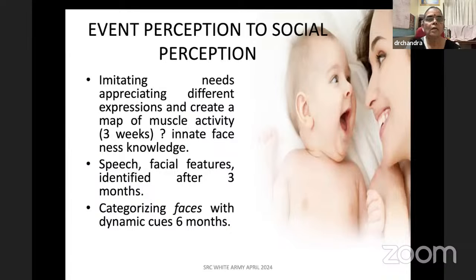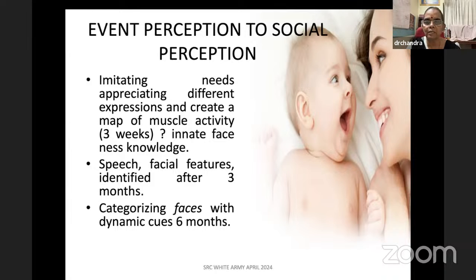And imitating needs appreciating different expressions. So is my mother smiling? We definitely know, if you have children in our house, if you show anger, the child starts crying. Even a very small child will recognize. So they recognize the emotions expressed through various movements, which is perceived through the visual pathway. And so that is called faceness knowledge. This comes within 3 weeks.